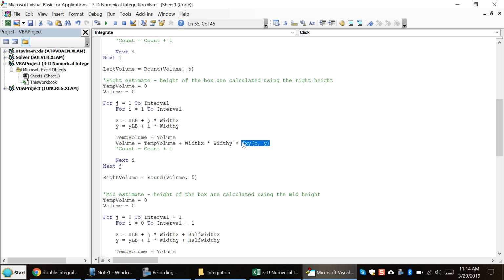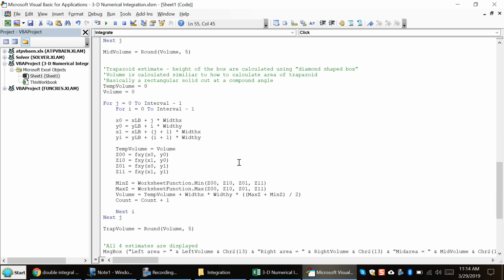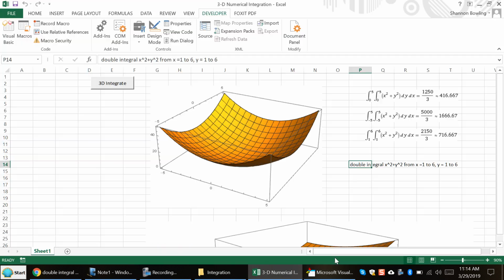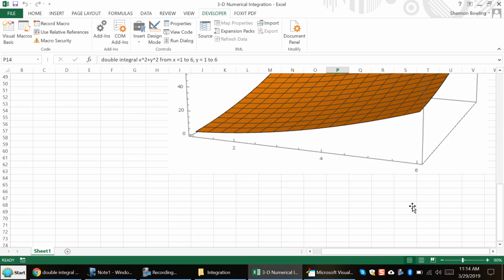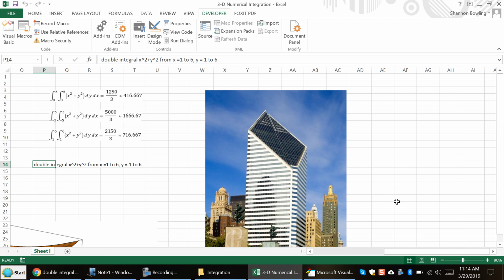Okay? And then I do one more, and the one I do here is I use what I call a diamond shaped box. It's called a, I looked it up the other day. It took me a long time to figure out what it's called. It's called I think a half cube or half prism, and essentially this is what it looks like. There you go. Kind of like that building in Chicago.